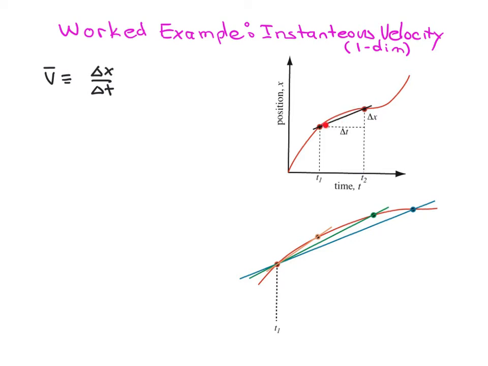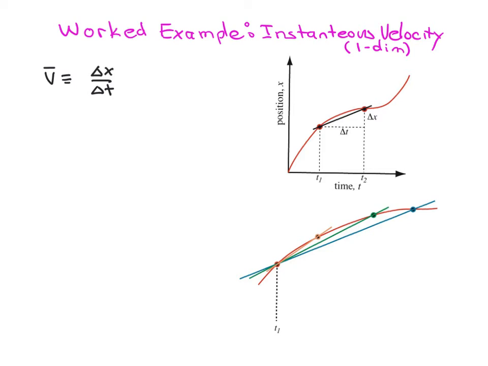Graphically, you can see that the average velocity just corresponds to the slope of this green line here that connects these two points. Because remember, by definition, the slope of a line is the rise divided by the run.